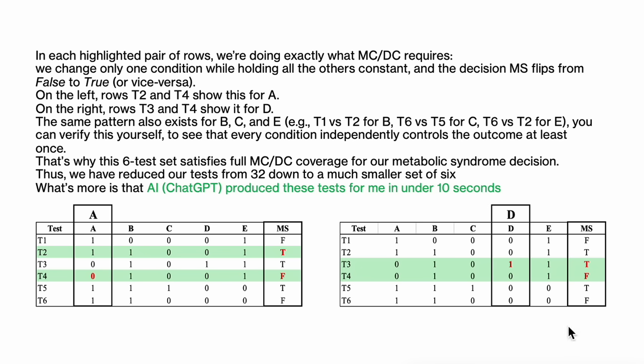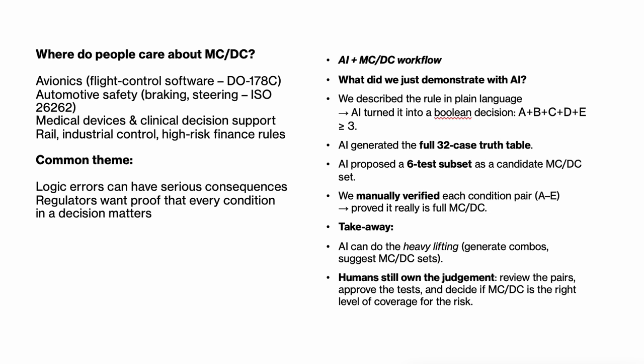And you'll find if you do this for all the others, for B, C, and E, they will also satisfy those conditions. So MCDC coverage has been satisfied by the AI tests that were given to us. So we have shown that our 6 AI generated tests really do satisfy MCDC for the metabolic syndrome rule.